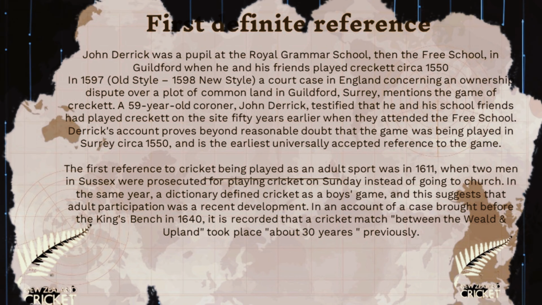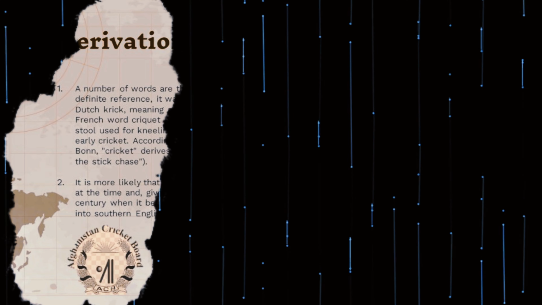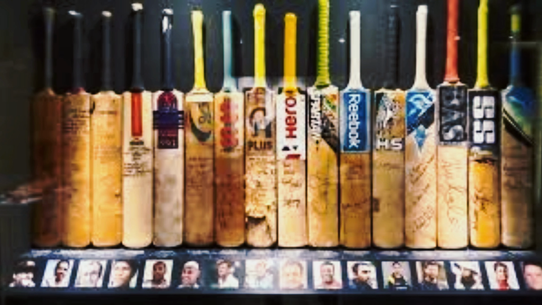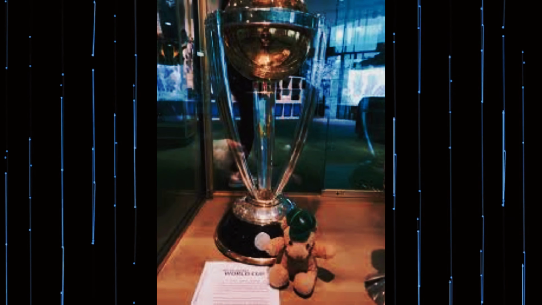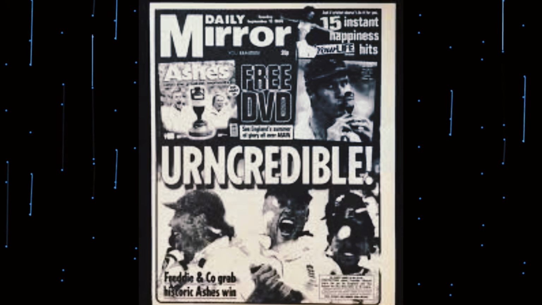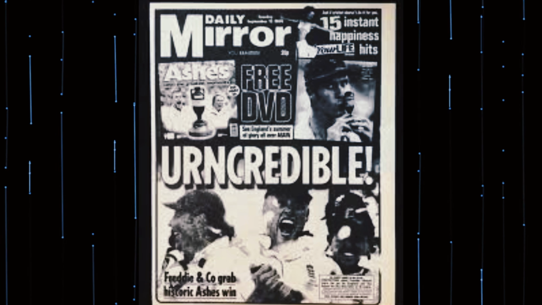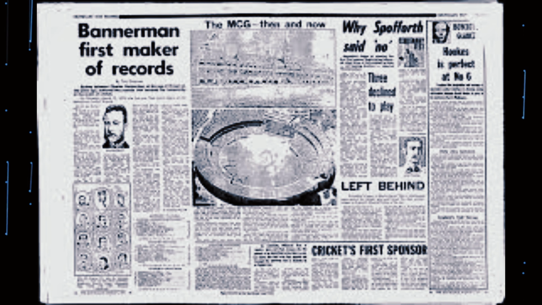Derivation of the name of cricket. The term cricket carries a rich tapestry of cultural and linguistic history. First referenced as cracket, its name likely evolved from Middle Dutch krick, meaning a stick, or Old English cryce, denoting a crutch or staff. Additionally, the French word criquet, wooden post, and the Middle Dutch krickstoel, a low stool resembling early wickets, offer fascinating ties to the game's physical elements. These words hint at early cricket's humble, practical roots.